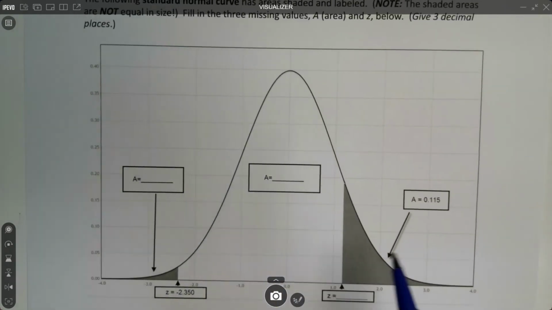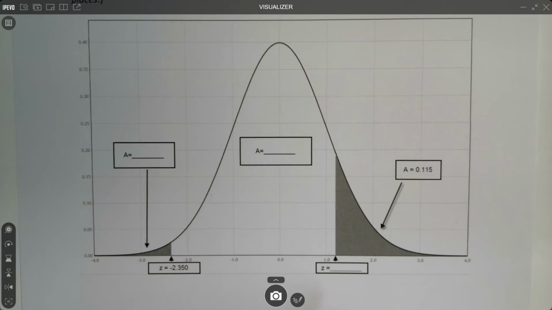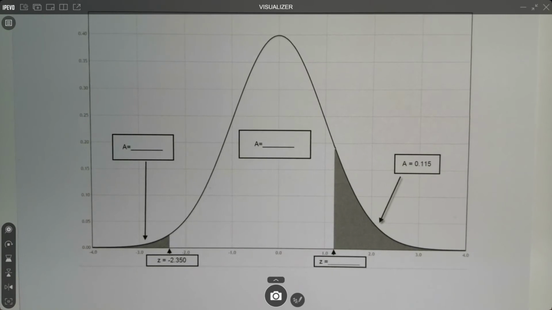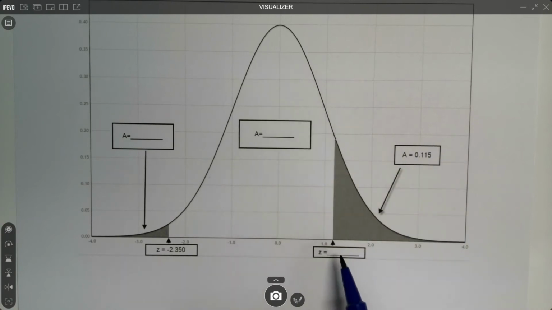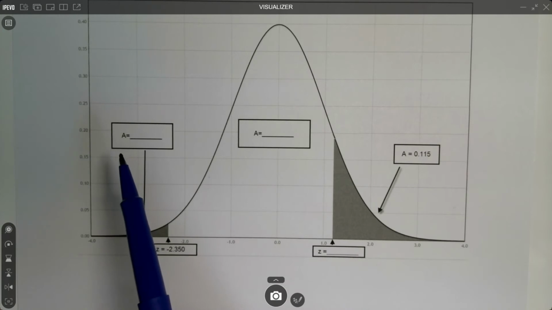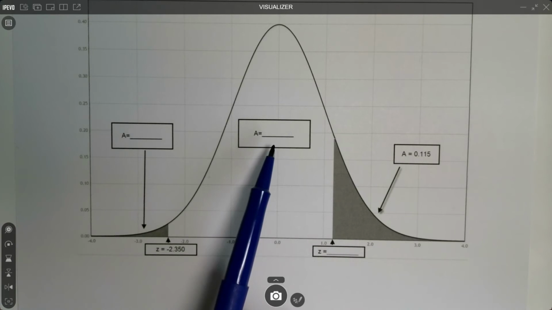I've given you one area and one z-score, but your job is to find the missing areas and the missing z-score. So it's a little bit of a puzzle. And if you're wondering, how do I go about this? The answer is for each one of these problems, it's different depending on what you're given. So you have to think to yourself, okay, if I know this area, could I find this z-score? Or vice versa, if I know this z-score, could I find this area? And the answer is you could do either one. They both would work. The one thing you cannot find first is this middle area. That's not going to be possible yet, but we'll get there.